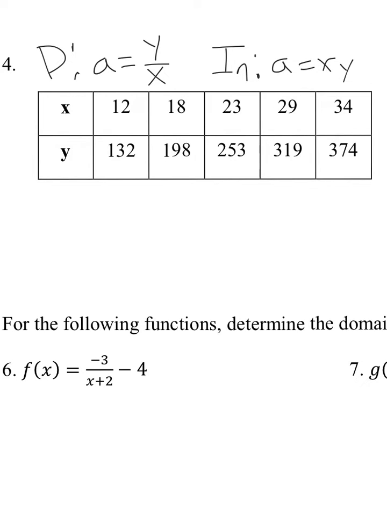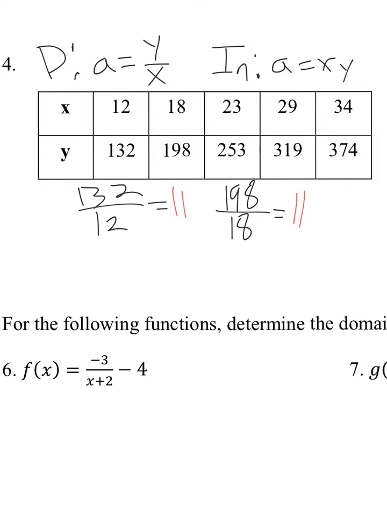So I have some big numbers here, so I'm just going to try dividing them first. So I'll do 132 over 12, see what that equals. I'll do 198 over 18, see what that equals. And I'll just continue that pattern, just making sure they're all the same. Right now, 132 over 12 is 11, 198 over 18 is 11, so it's probably direct.